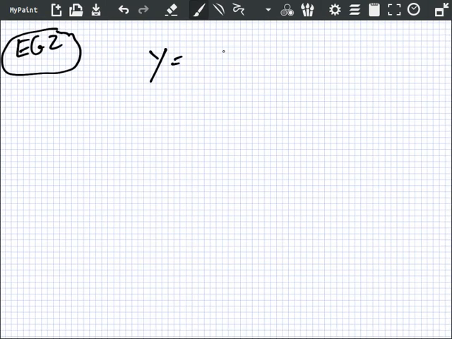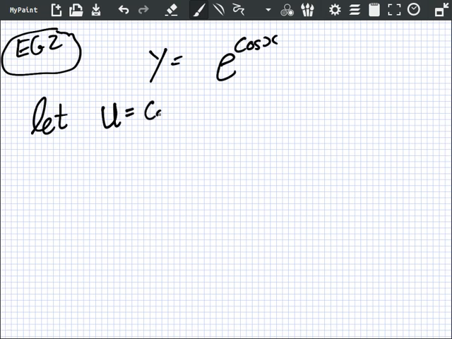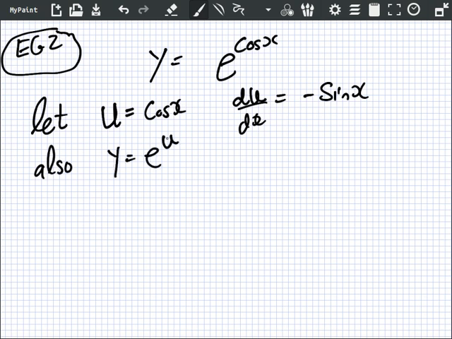Let's try y equals e to the cos x. Okay, so you can tell me, guys. I say let u equal what? Cos x. So, du/dx, what would that be? Minus sine x. Yeah? Also, y equals e to the u.